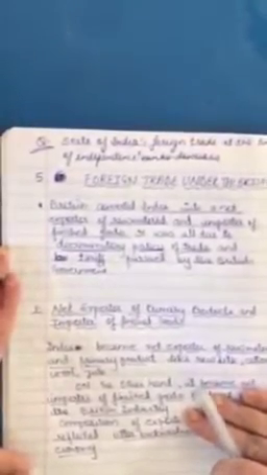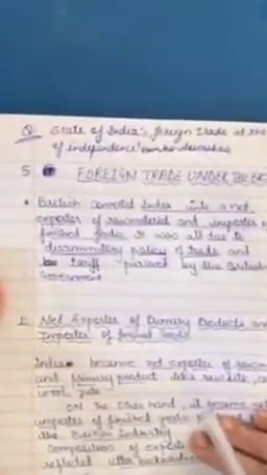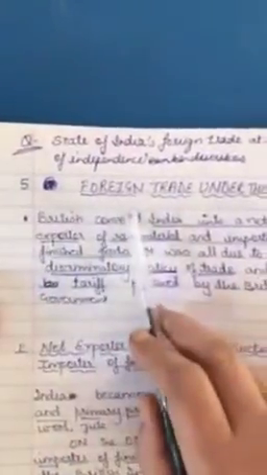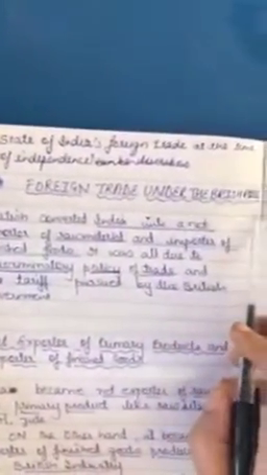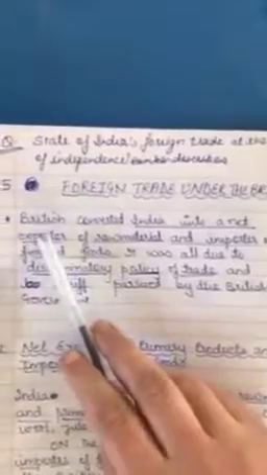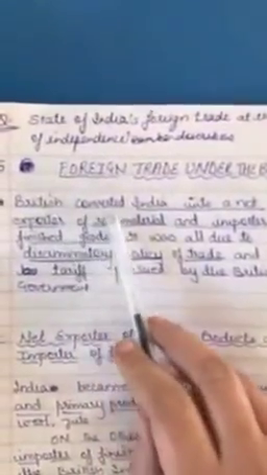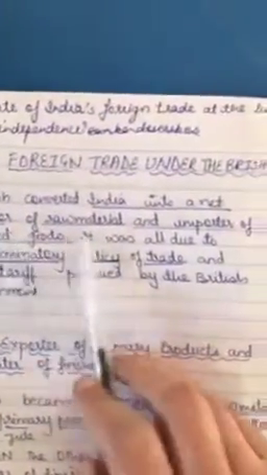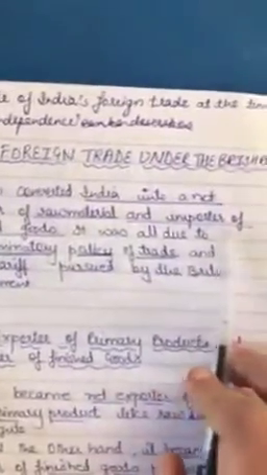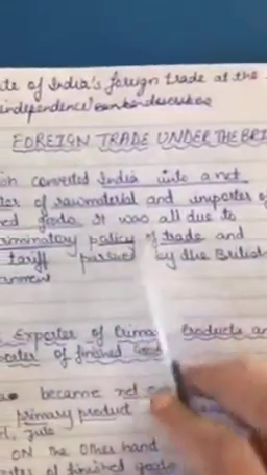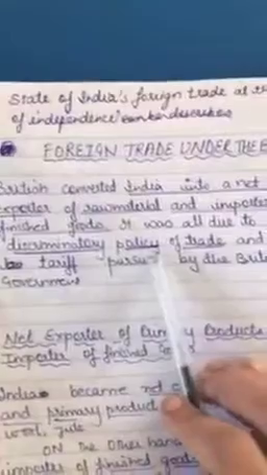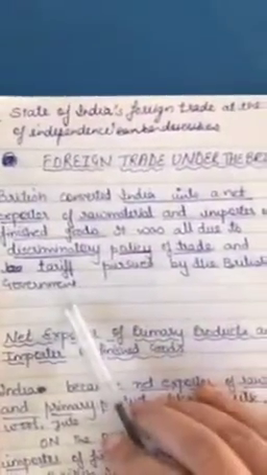Students, we are doing chapter number 1 of economics and our fifth topic is foreign trade under the British rule. Let's start. The British converted India into a net exporter of raw material and importer of finished goods. It was all due to the discriminatory tariff policies of trade pursued by the British government.